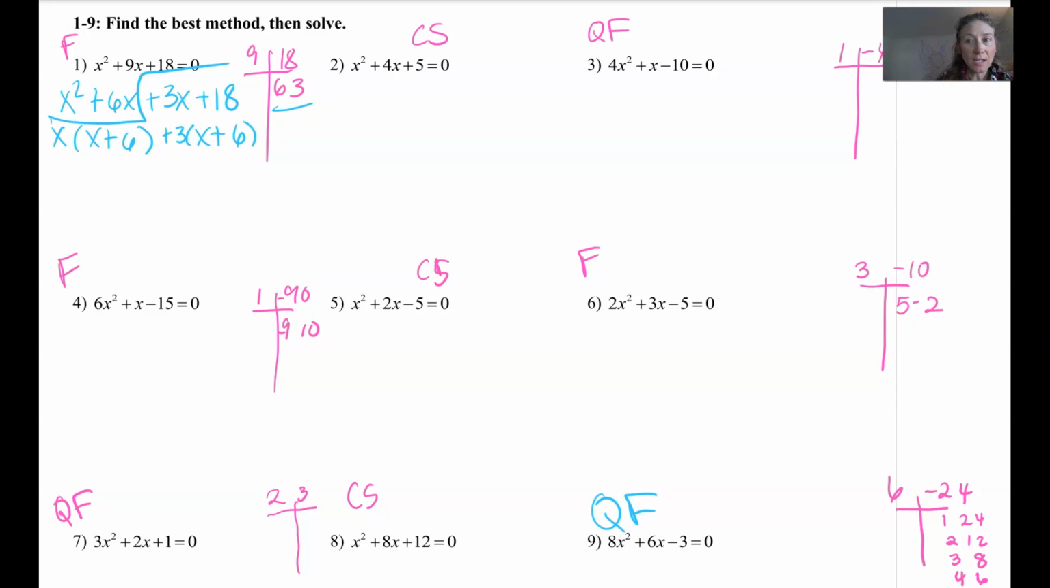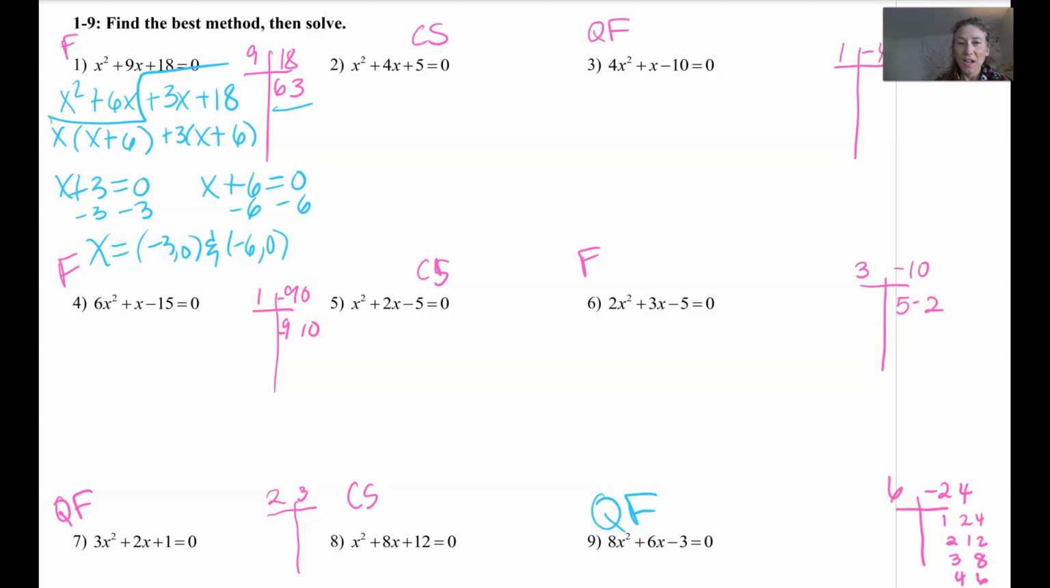And then I like to skip that last step of writing both factors and go to the zero product property. So x plus 3 would be a factor, so I say x plus 3 is equal to 0, and x plus 6 is equal to 0. Solving for x, I've got x is equal to negative 3 comma 0 and negative 6 comma 0.